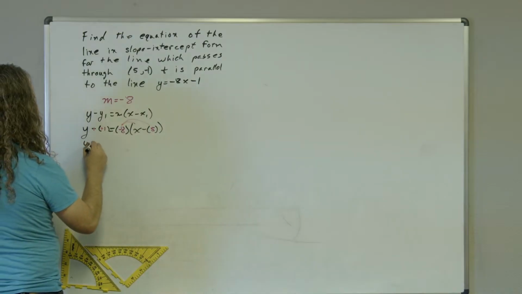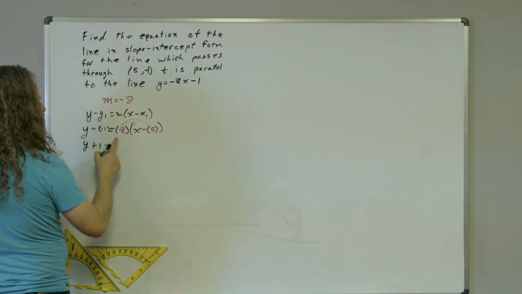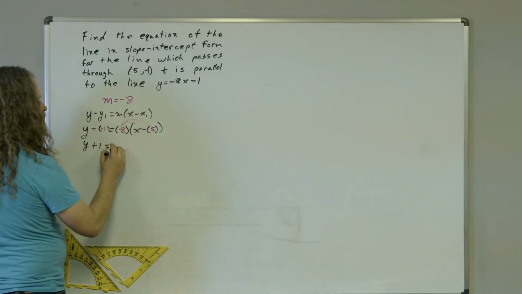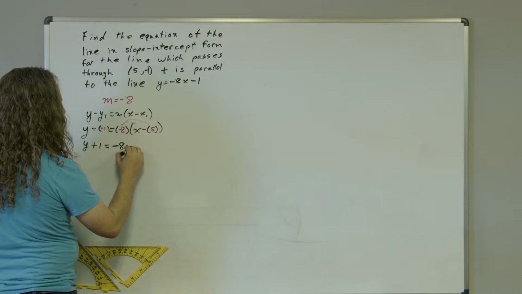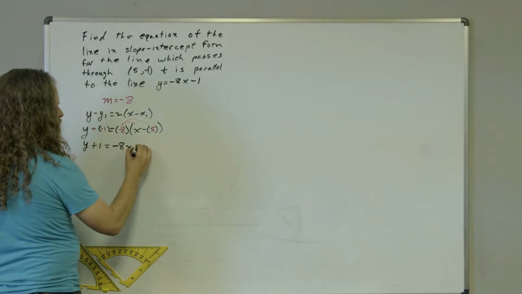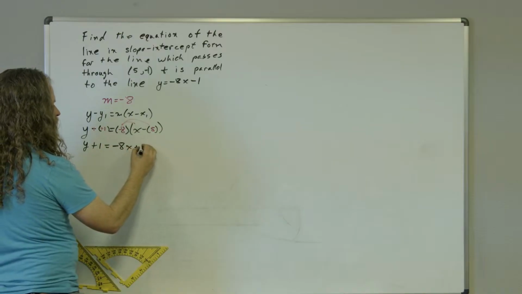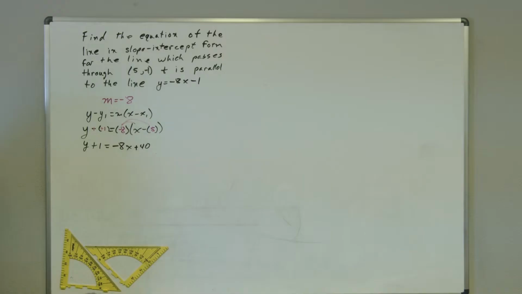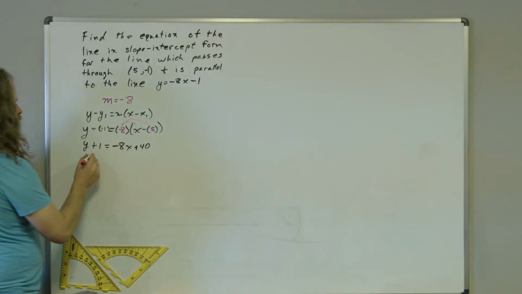So y plus 1 equals, what's -8 times x? -8x. What's -8 times -5? What do you get, 40? Positive 40, right? Because a negative and a negative. Now what? Minus 1.